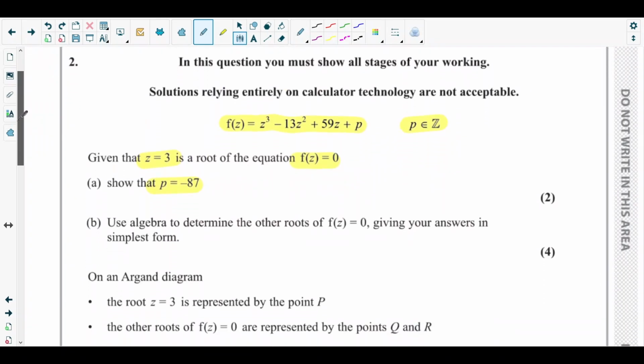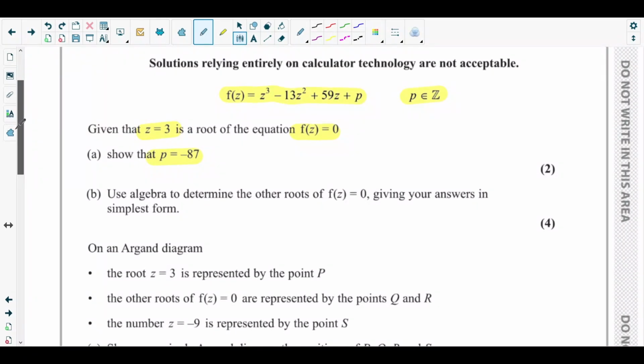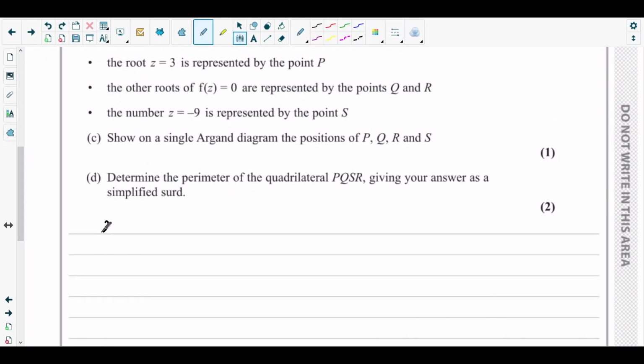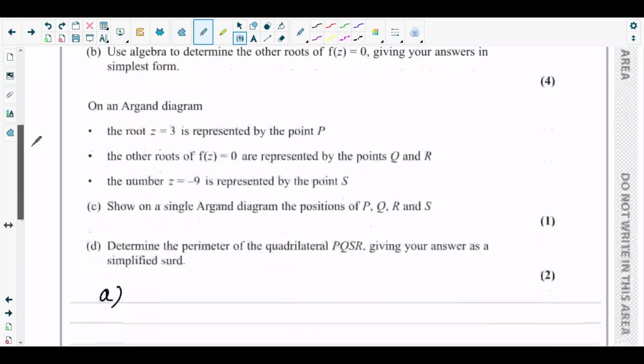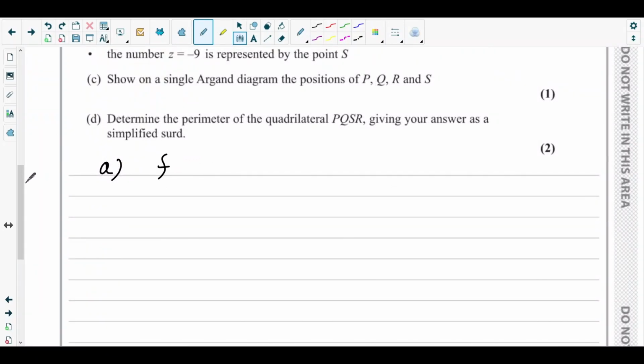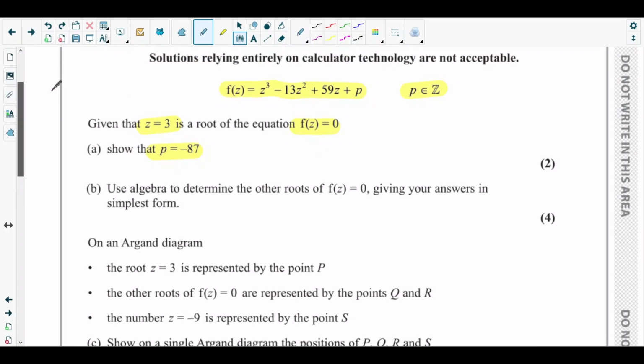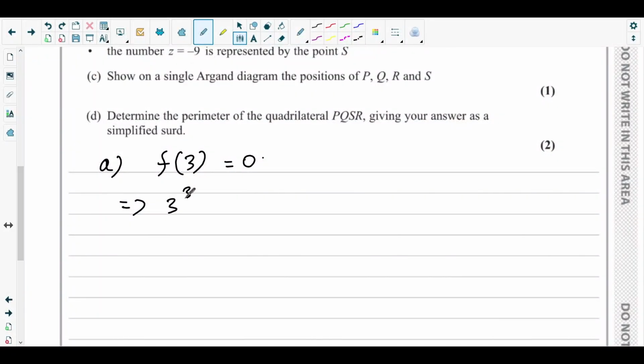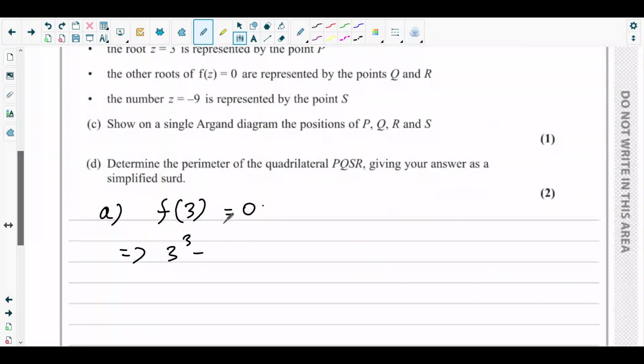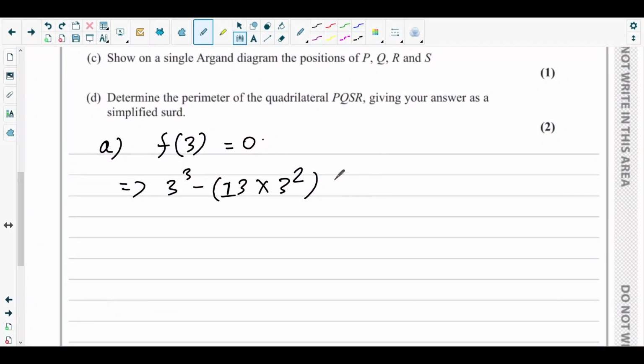So z = 3 is a root, right? Using the factor theorem, we can say that f(3) would be equal to 0. So let's substitute 3 into f(z). That gives 3 cubed minus 13 times 3 squared plus 59 times 3 plus p equals 0.